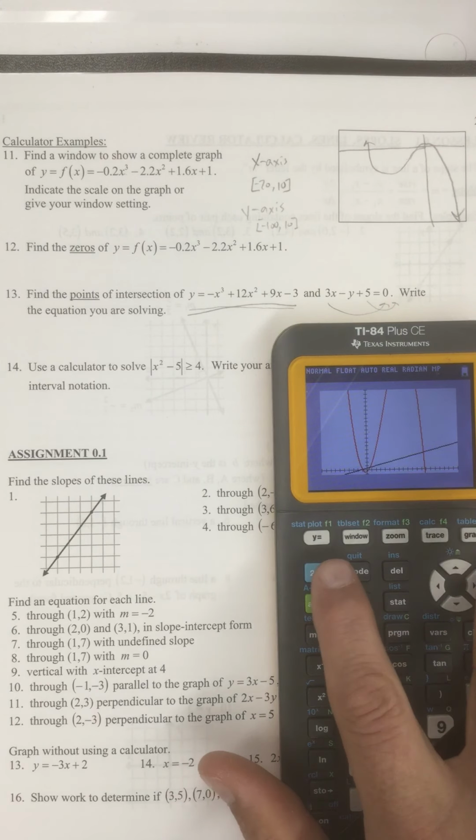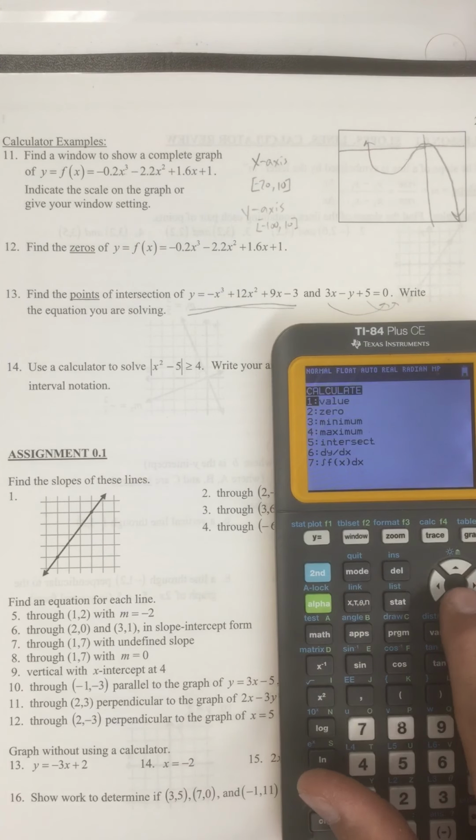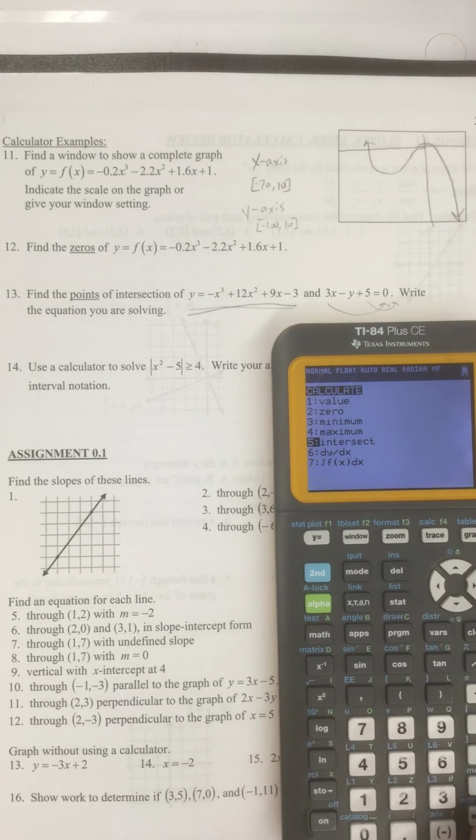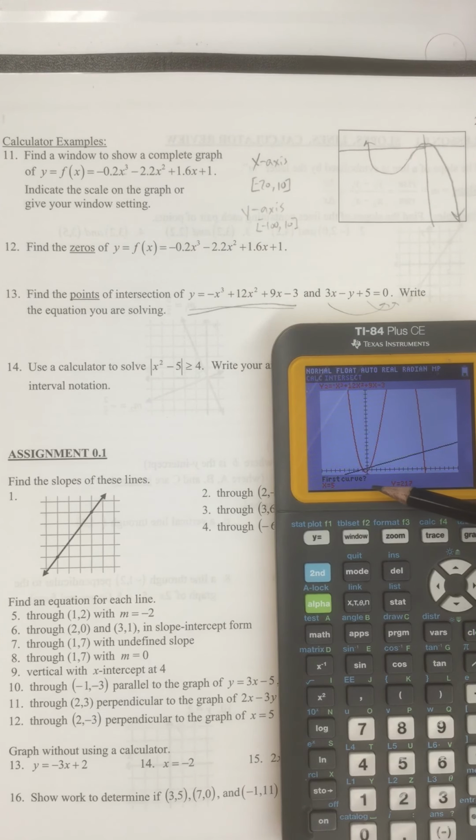To find them, you go back to second calc. This time we go down to intersect. And you still have to answer the questions, but they're different questions. It says first curve, and it's kind of hard to see, but up at the top here, it lists that first function we put in, the negative x cubed plus 12x. So we just hit enter on that. We want to find the intersection of the first graph. Second curve shows that y equals 3x plus 5. That's the other one we want to find the intersection of, so hit enter again.